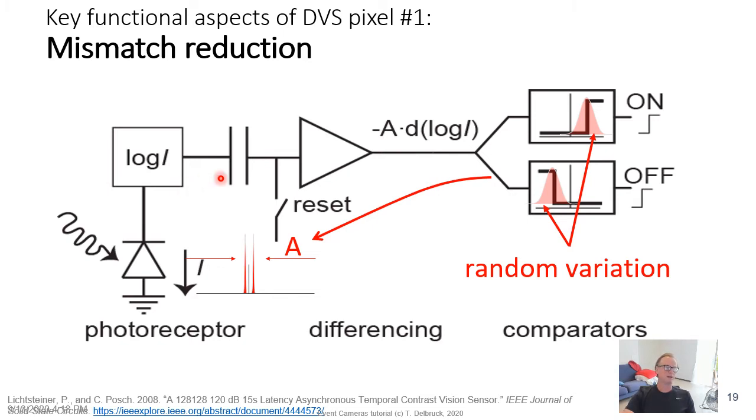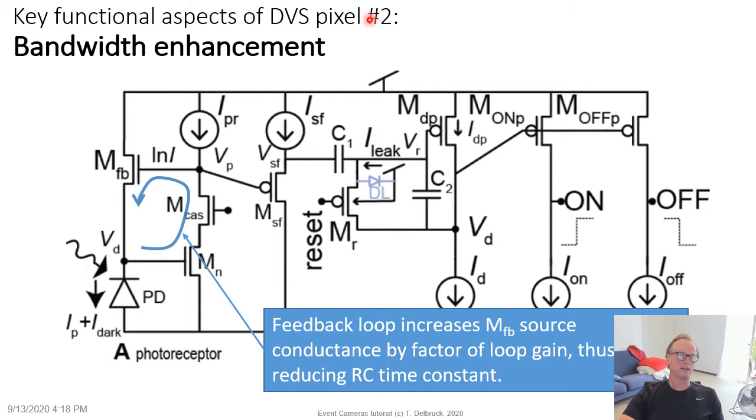The second important aspect of this pixel is the bandwidth enhancement provided by this logarithmic active photoreceptor front end. You can see here how the feedback through this MFB of the photocurrent is coming back through this single stage cascoded inverting amplifier with this bias current IPR. So this feedback loop here increases this MFB source conductance by a factor of the loop gain, thus reducing the parasitic RC time constant that's associated with this photodiode.